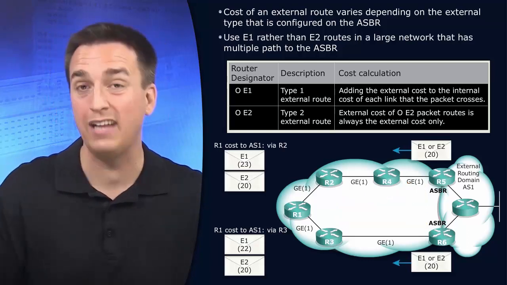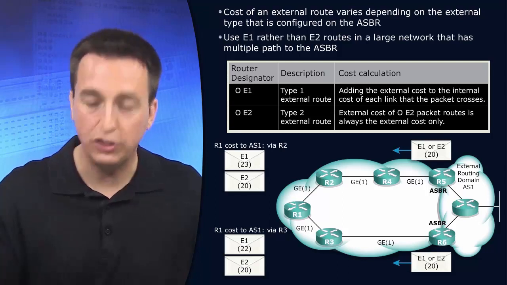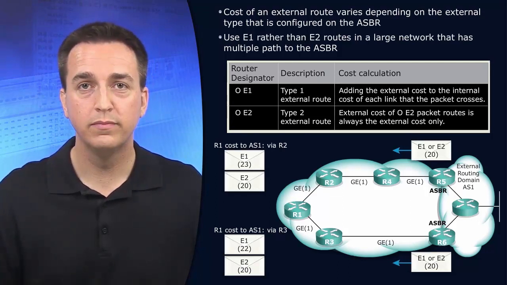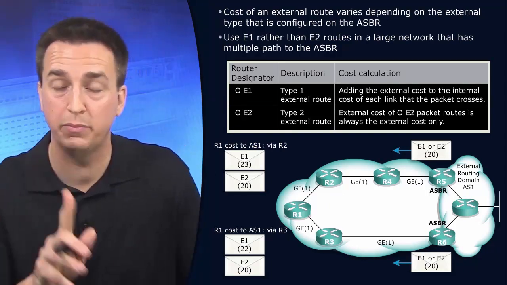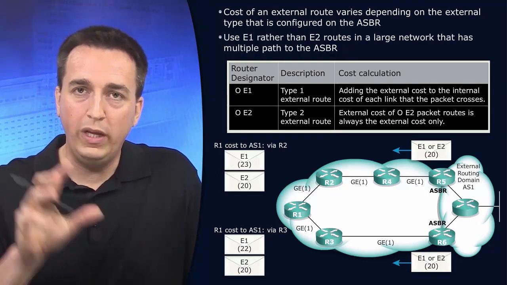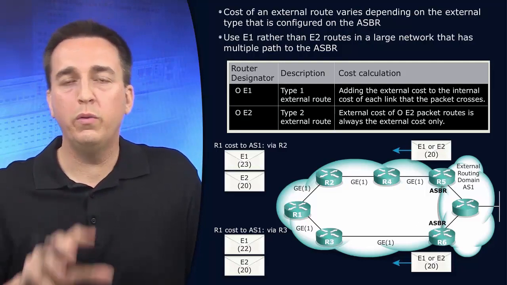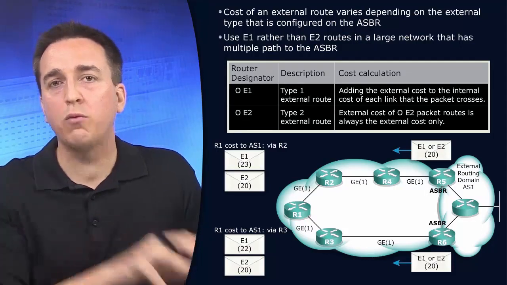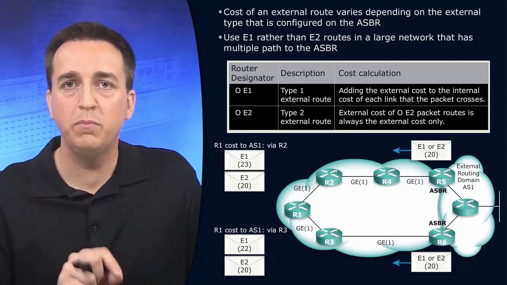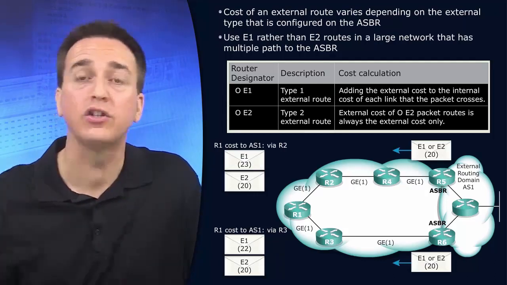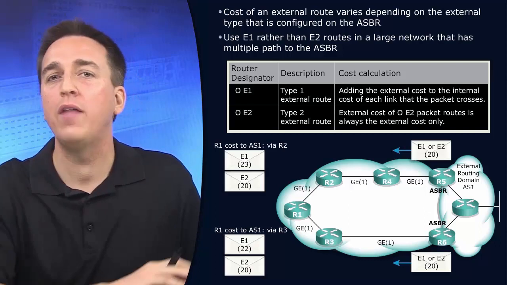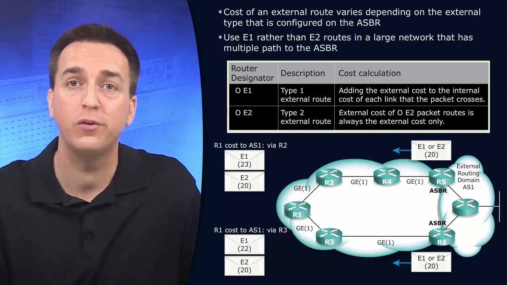But in this case, we wouldn't get load balancing simply because the top path is longer to get to the ASBR than the bottom path. So you might be saying, well, what's the benefit of this? Here's the benefit. We use E2 when we want to have our routers inside of our organization make their routing decision strictly based on the external cost. We don't even want them to consider the internal cost whatsoever.